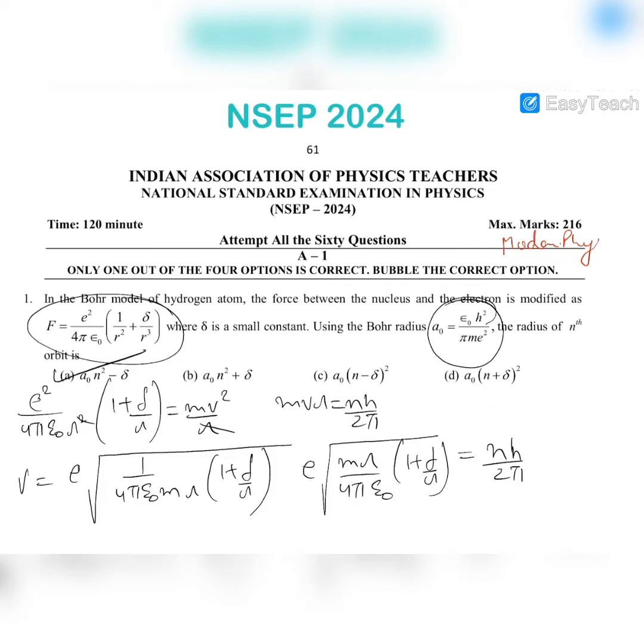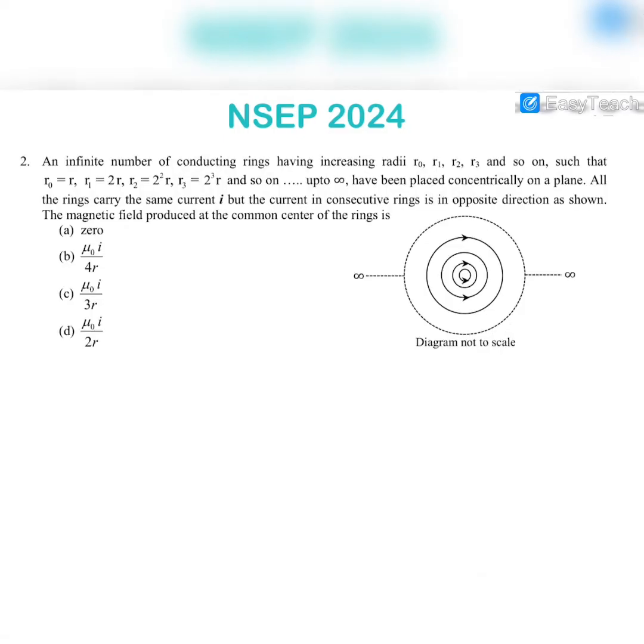Now let us move on to the next question. In this question, you can see that there are an infinite number of rings having different radii, and the radii have a special sequence: the first ring has a radius of r, then the next ring has the radius 2r, then the next ring has the radius 4r, and so on.